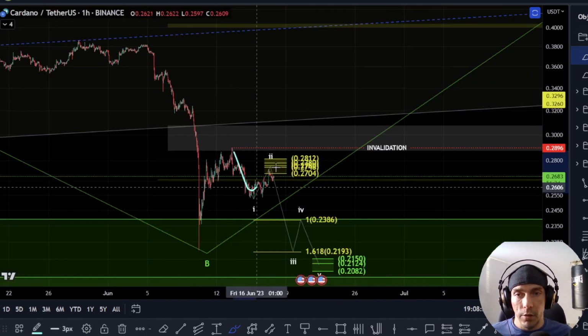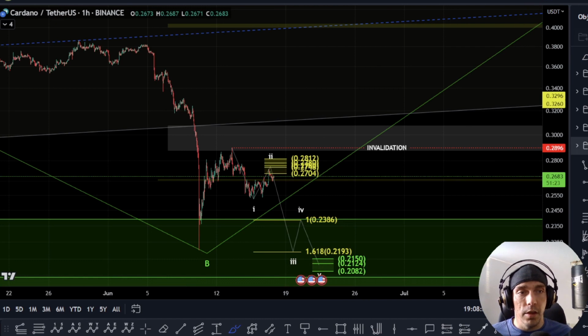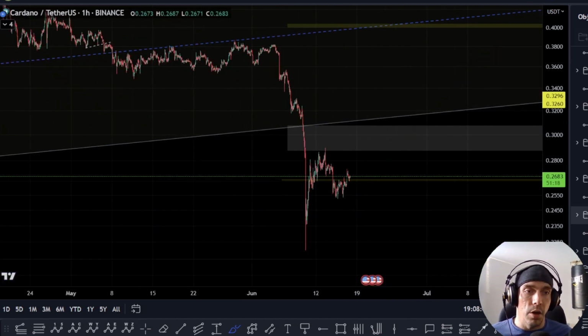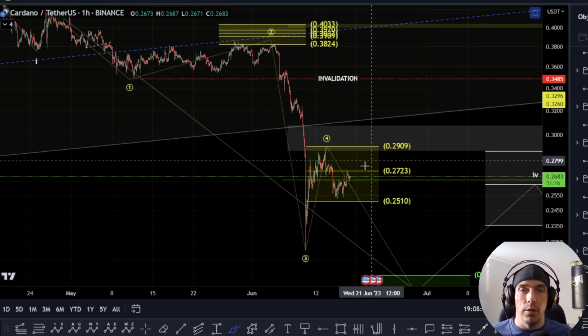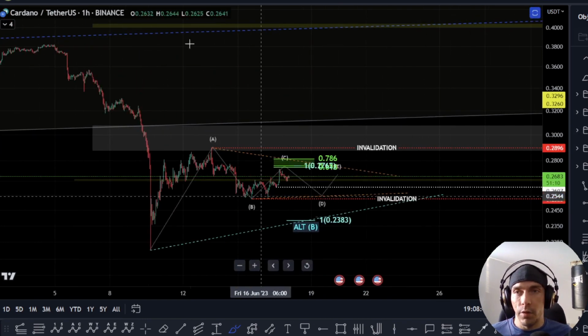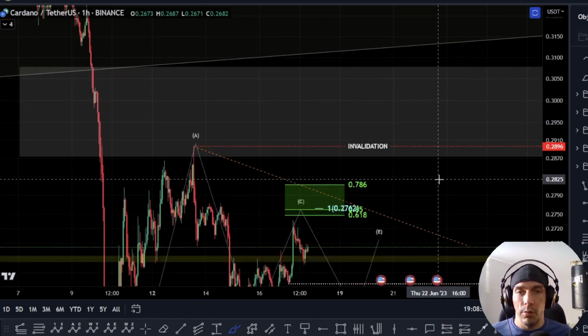Now, if we do just get this as an A, B, and a C, what we could actually see here is a triangle. Now, this is also a possibility. It would still be within the same idea here, where we are looking at this as a fourth wave. What we could actually see in this zone would be a triangle, and that would look something along these lines. Now, there's a couple of ways we can look at this.